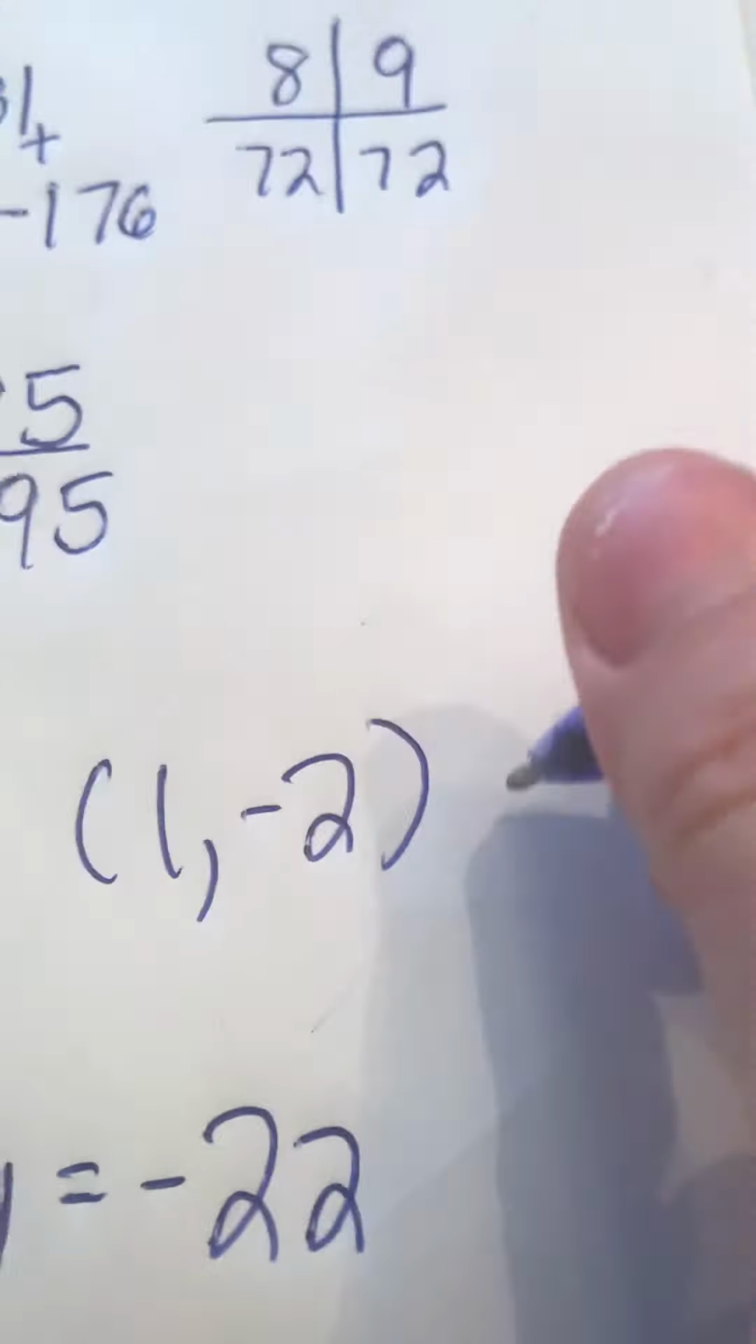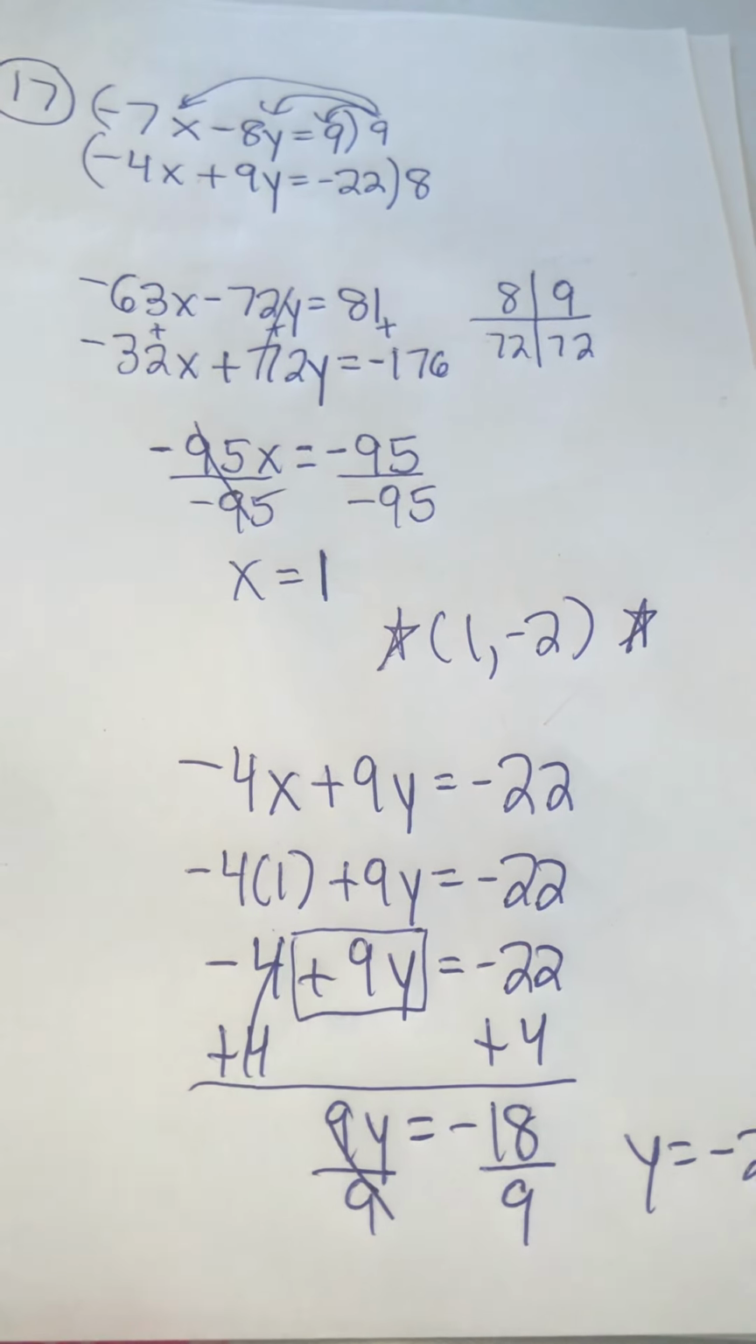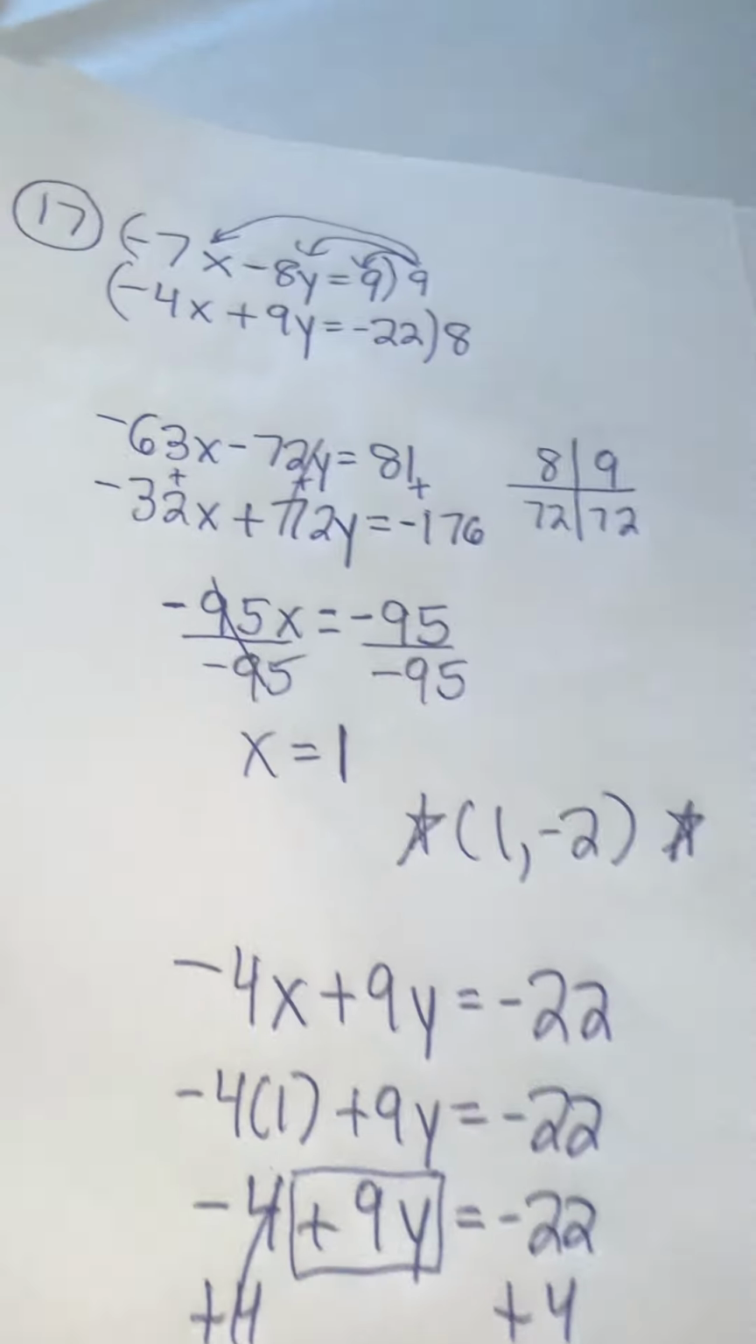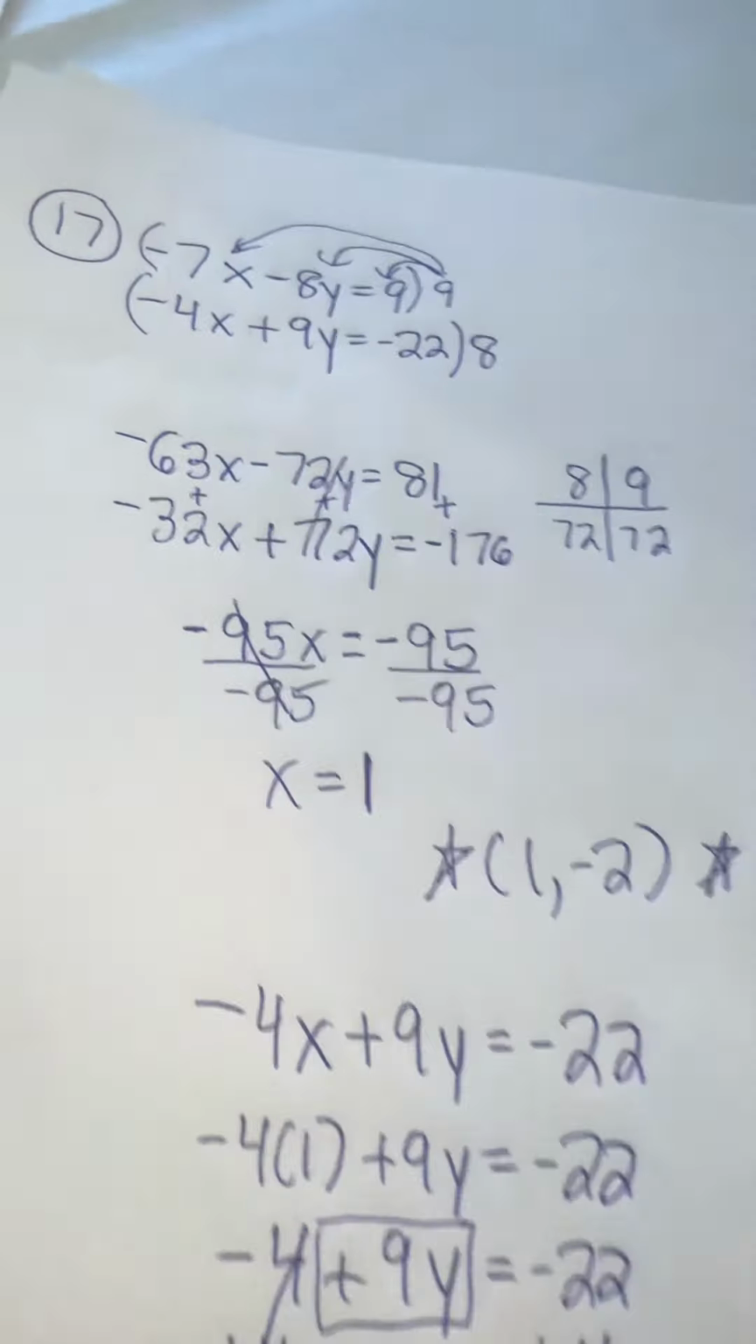Let's zoom out, so you can see all the work that I did. Again, that's where the coefficients are not opposites, so you have to make them opposites, but I like to say using least common multiple. Okay, all right, we'll do one more example.